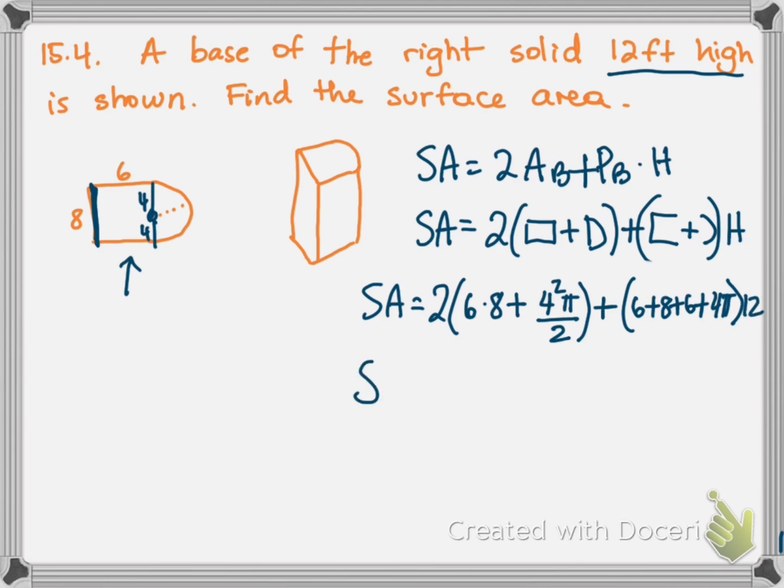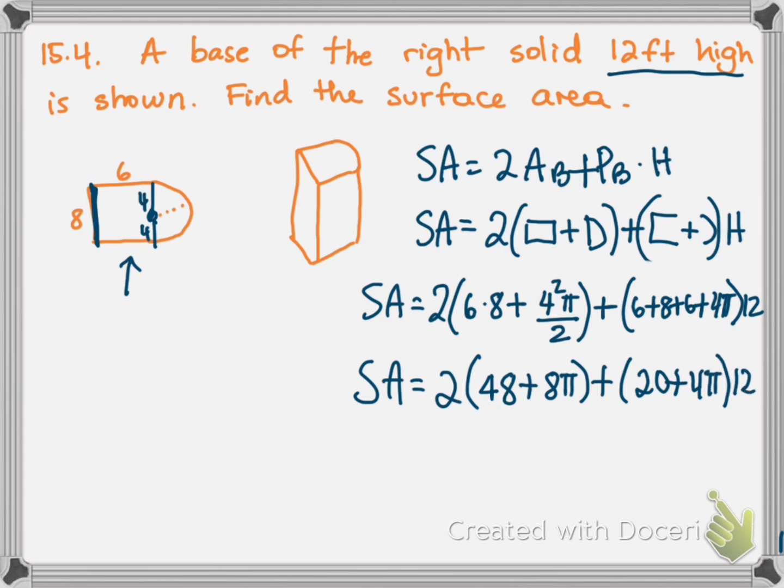And then we simplify all of that. 6 times 8 is 48, and 4 squared is 16, divided by 2 is 8 pi. And then this other part, we can only add the like terms. So 20 plus 4 pi, we can't combine those two because they're not like terms, because they don't both have pi. And in this case, we are going to do distributive property to get rid of the parentheses. So it's 96 plus 16 pi. And the same here, we are going to multiply times 12, both of them.